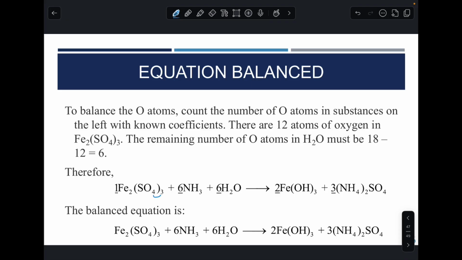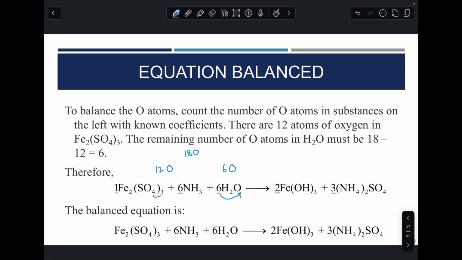We have 3 times 4 oxygens right there. So that is what? 3 times 4 is 12. 12 oxygens in Fe2(SO4)3. And over here, we have 6 times the 1 that isn't there, so that is going to be 6 oxygens over here. And so that is going to be a total of 18 oxygens. 18 oxygens in the reactant side.